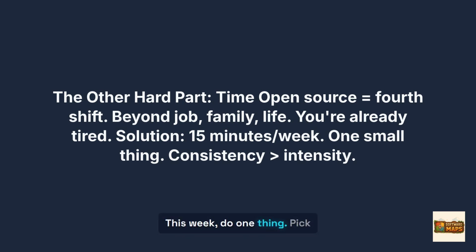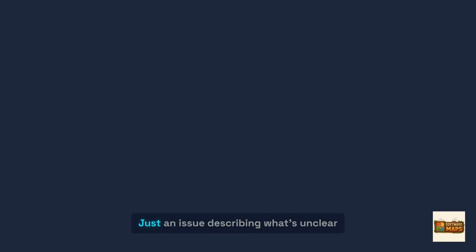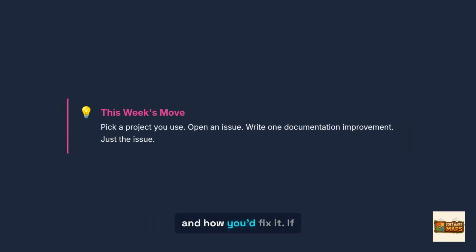This week, do 1 thing. Pick a project you use, open an issue, and write a single documentation improvement. Not a pull request yet. Just an issue describing what's unclear and how you'd fix it. If you're nervous, that's okay. Post the issue link in the comments. I'll take a look. Someone else might too.